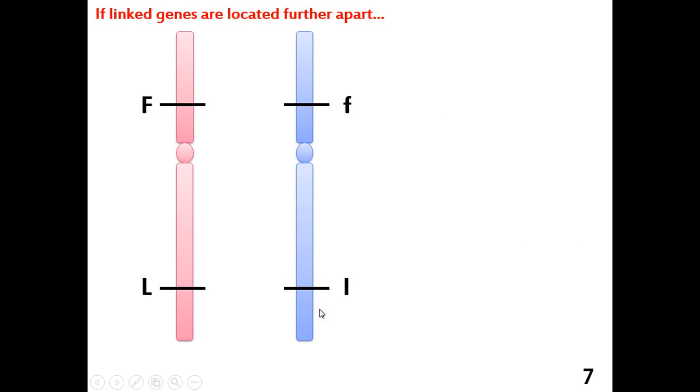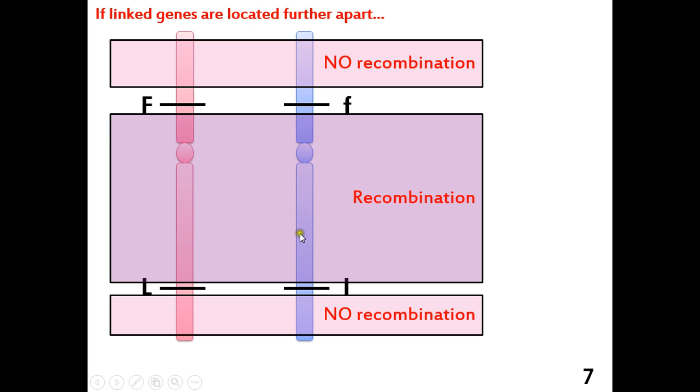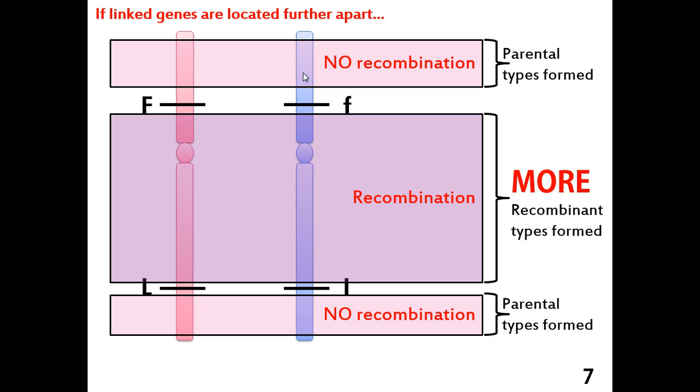Let's try pulling the two linked genes apart further. What do you notice now? There is a larger region at which the crossing over event can potentially occur to give rise to recombinants, while there is a smaller region where, when crossing over occurs, no recombinant is formed. So when the genes are pulled further apart from each other on the same chromosome, we will notice an increase in the number of recombinant types being formed.